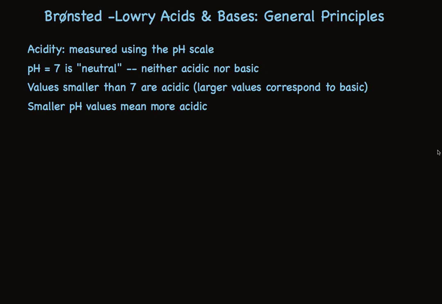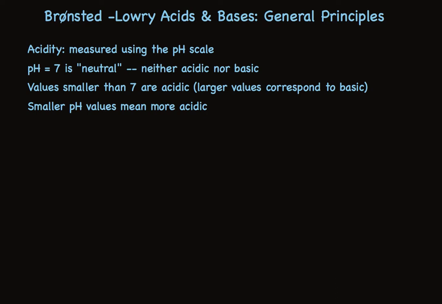Acidity is measured using the pH scale, and pH 7 is defined as neutral, neither acidic nor basic. You know that in plants and animals, physiological pH is very close to 7. Values smaller than 7 are defined as acidic, and larger values correspond to basic. And smaller pH values mean more acidic. So as we talk about solutions that have low pH values, we're talking about more acidic solutions.